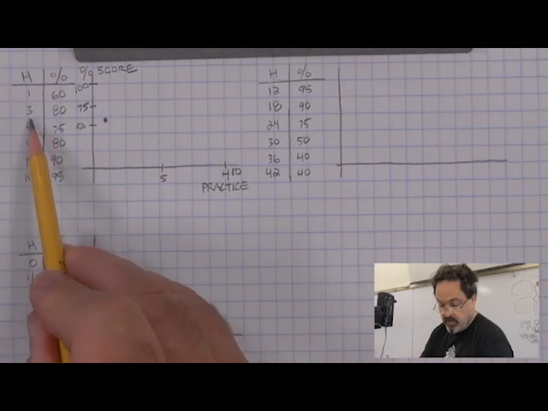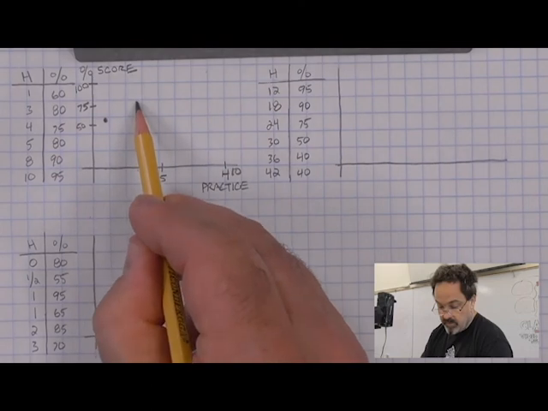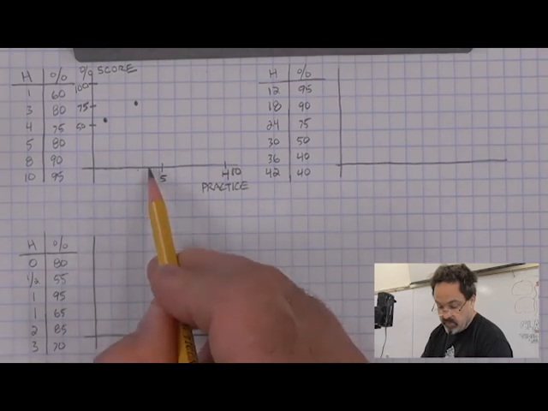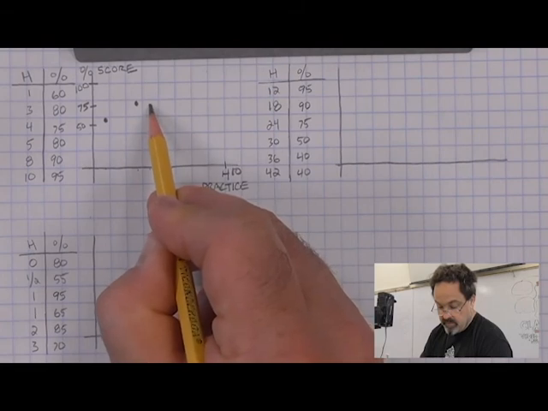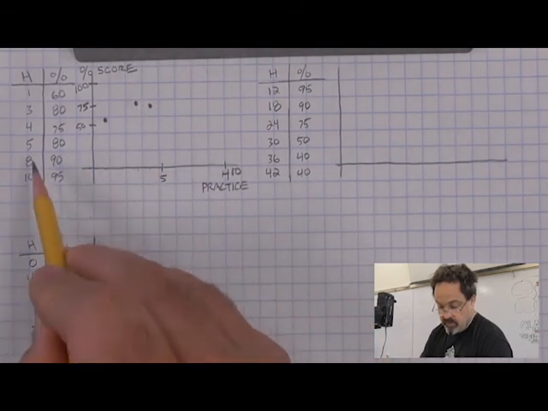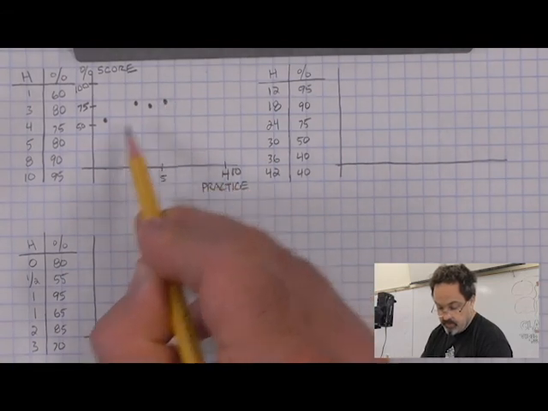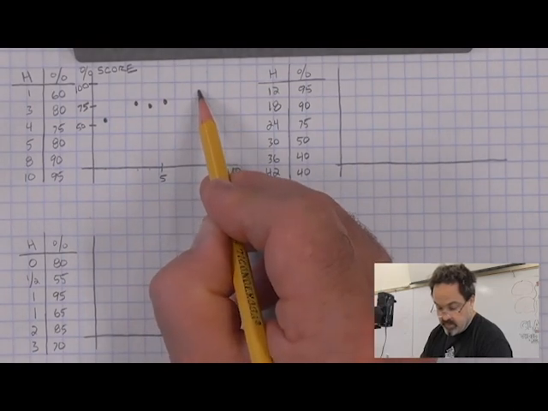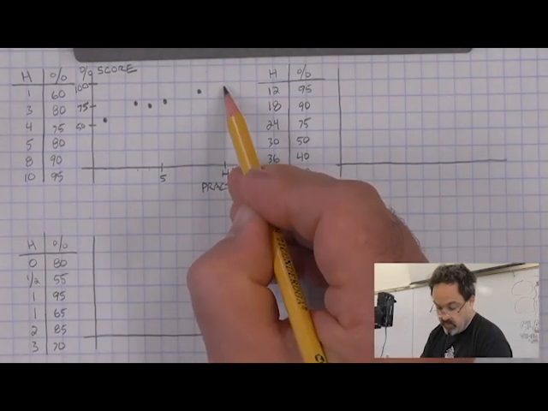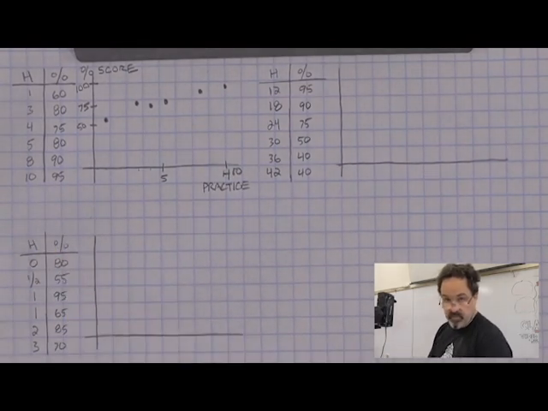I'm going to continue to graph my points. 3 hours is approximately here, and somebody scored an 80% after 3 hours of practice. 4 hours of practice scored 75%, and that's a little bit less. So notice that the points go down a little bit. 5 is 80% again. And I'll quickly finish up approximately 8 up to 90. And after 10 hours of practice, we get the highest score of 95. This completes the scatter plot with the information given.